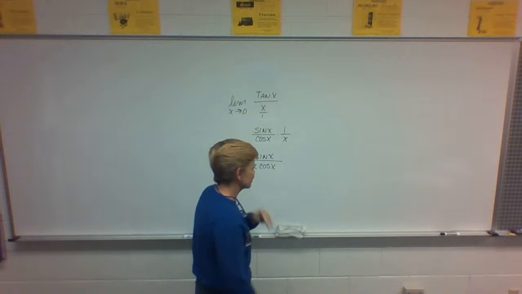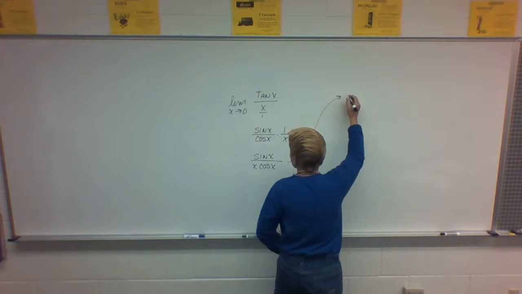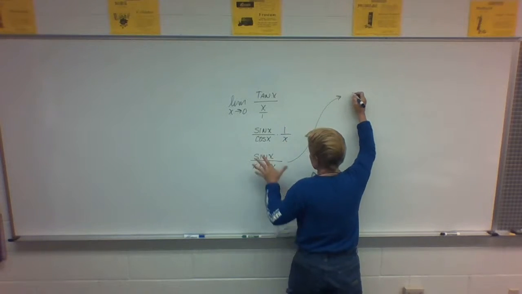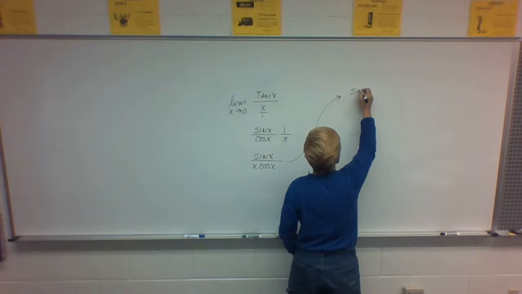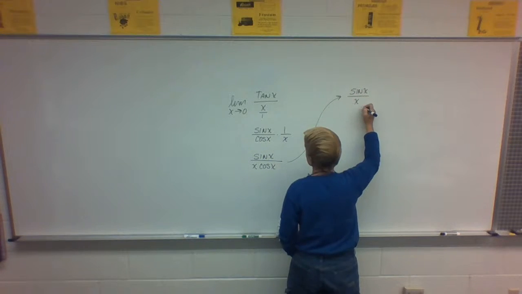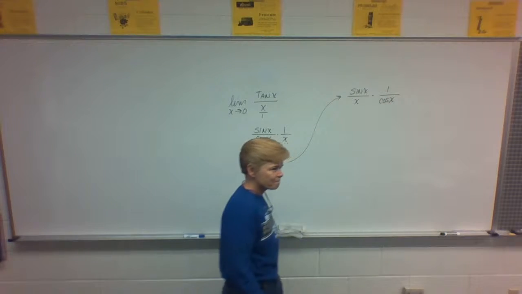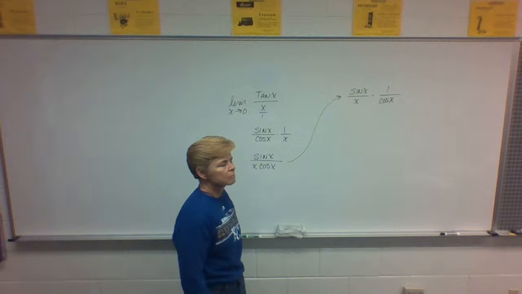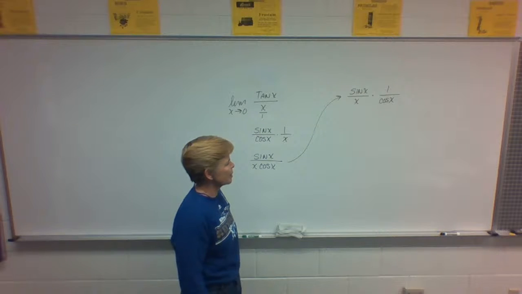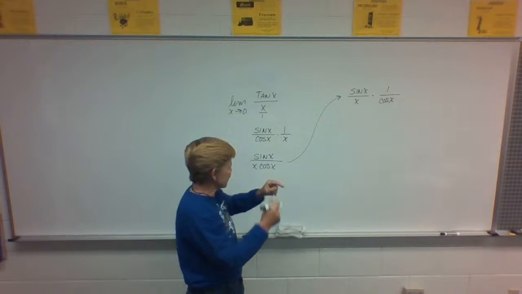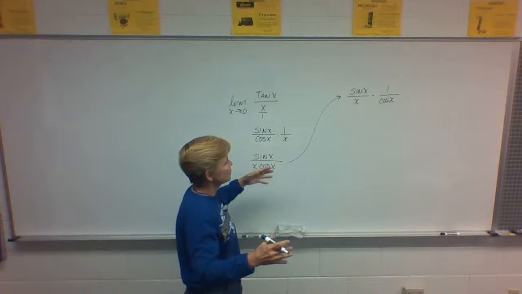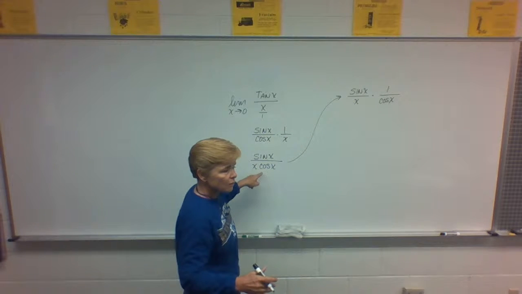Now comes the clever part. We're going to rewrite this piece right here as the sine of x over x times 1 over the cosine of x. Can we do that? It's kind of doing fractions backwards. Usually we have something like that and we get them together into a single one, but I could pull them back apart. Isn't that product this?